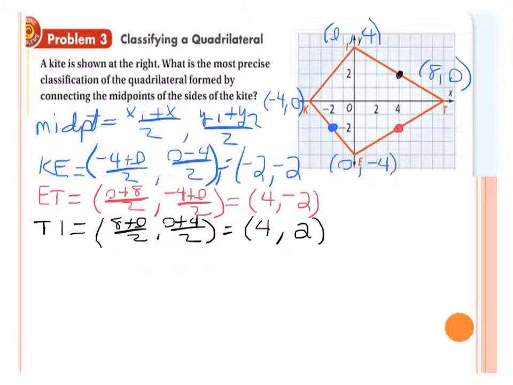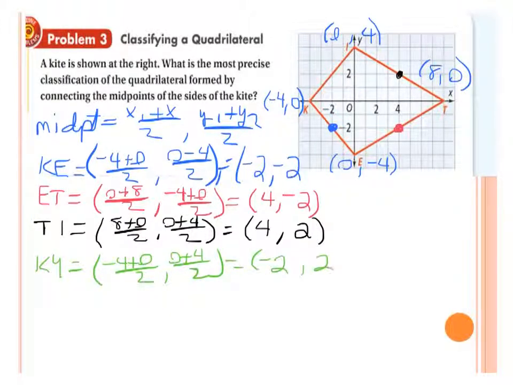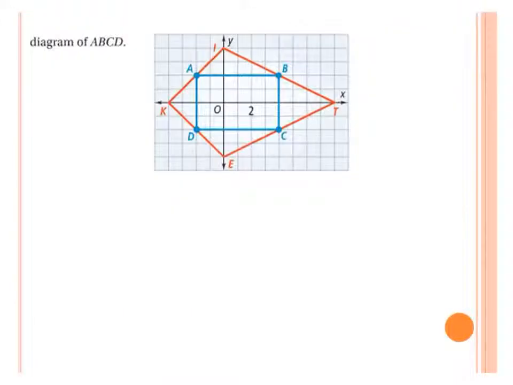And then finally, let's pick another color. Let's go green. With green, we're going to do KY. For KY, we've got negative 4 plus 0 over 2, and then 0 plus 4 over 2. Therefore, negative 4 over 2 is negative 2, and 4 over 2 is 2. So we've got negative 2, 2. And if we connect all of these points, this is going to be our parallelogram on the inside. So let's go to the next page.